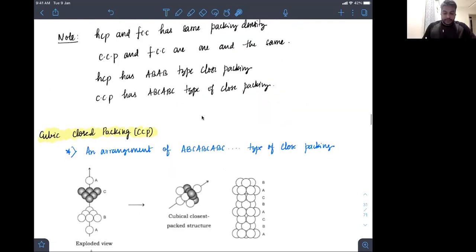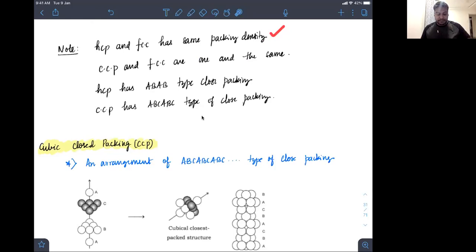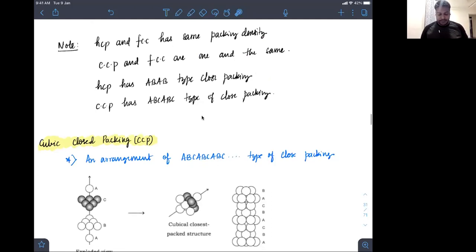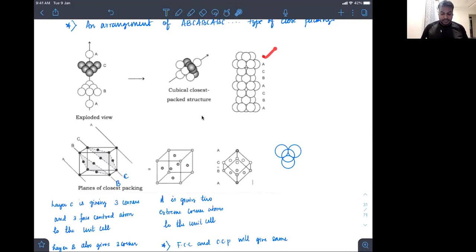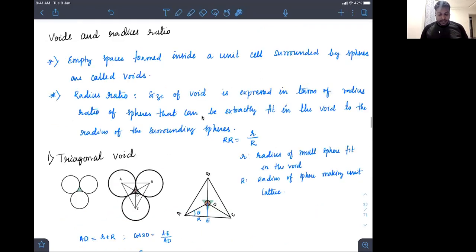So I have written here that HCP and FCC have the same packing. CCP and FCC mean the same thing. HCP is AB type of packing. CCP is ABC type of packing. So this way, if you put BAC, BAC, BAC, that will become closed packing. Yeah. Next.